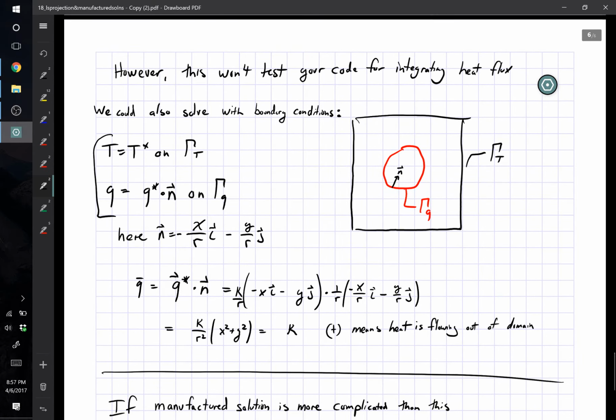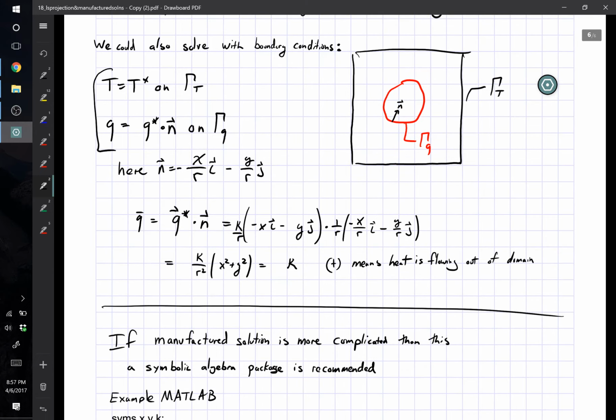Now, not always, but in this case, because we're saying the origin is the center of the hole, the normal has to be the outward pointing normal of the domain, which means that it's pointing into the center of the hole. And so it's going to be minus x over r in the i direction, minus y over r in the j direction. And these minus signs weren't in the original version of the notes. That was a mistake. So make sure you correct that, or download a new copy of the notes.